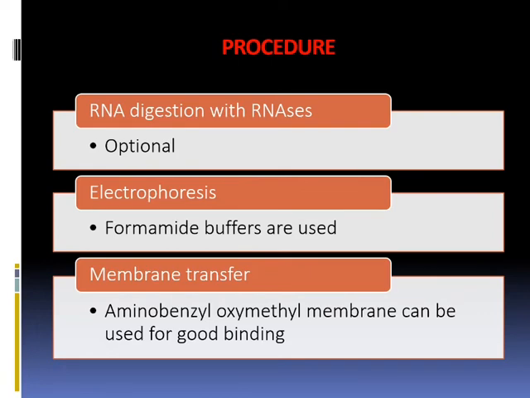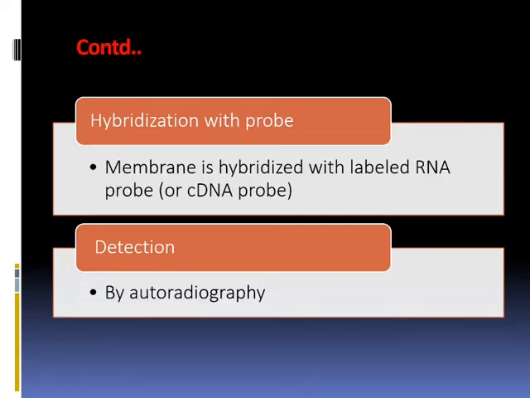RNA digestion with RNase is optional. So for electrophoresis, formamide buffers are used, and for membrane transfer, an aminobenzyloxymethyl membrane can be used for good binding. In Southern we used nitrocellulose, but here we can use the aminobenzyloxymethyl membrane for transfer. Hybridization with probe: the membrane is hybridized with a labeled RNA probe or cDNA probe. Detection is by autoradiography.